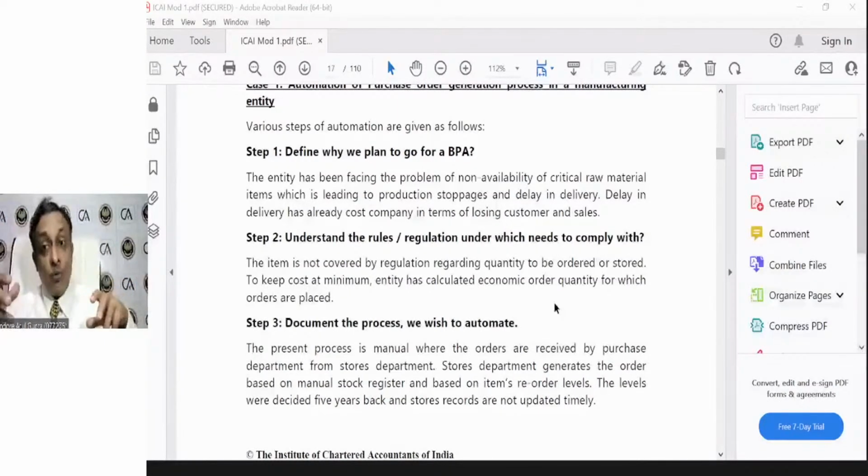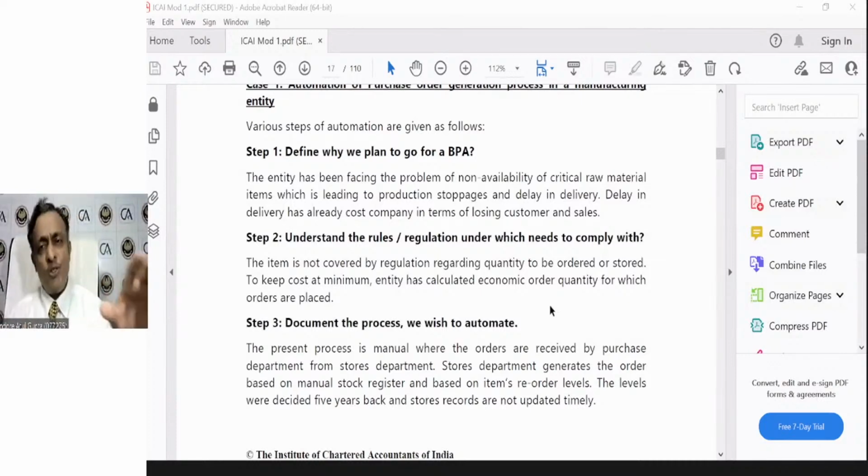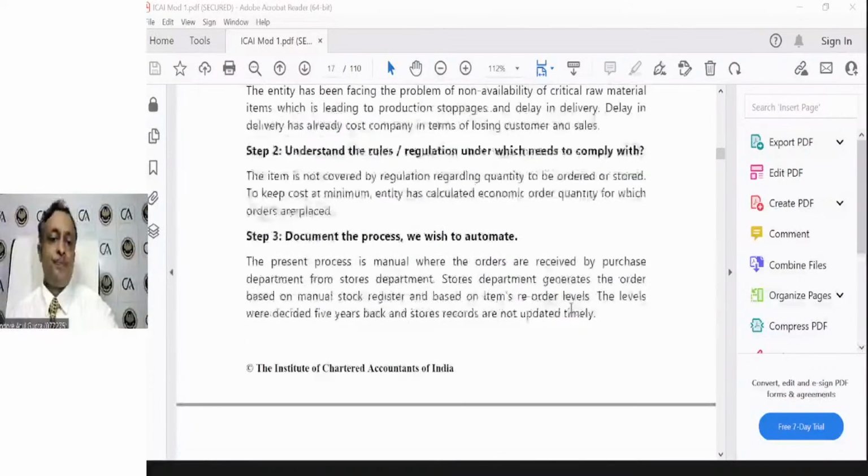Now, hydrogen is a gas. It is subject to some regulation regarding storage. So if my manufacturing process was relating to such critical items, then I would have required some compliance. But in this case, no such thing is there. So no compliance needed. Document the process we wish to automate.